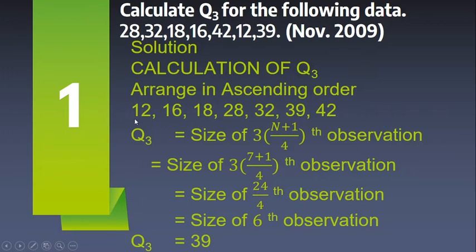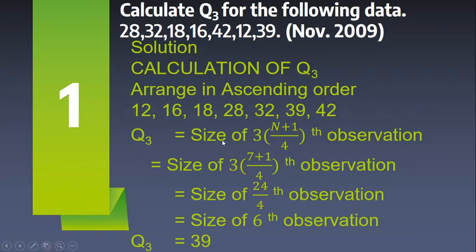So it starts with 12, which is the least value in the question, then 16, 18, then 28, then 32, then 39 and 42. So the data is first arranged in ascending order. After arranging it, like the median usually divides the data into 2 parts, the quartile divides the data into 4 parts. So our formula goes as follows.